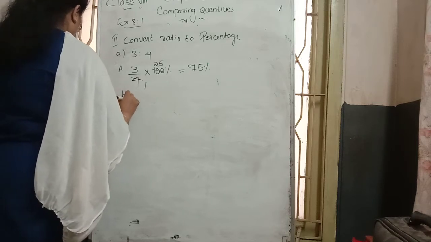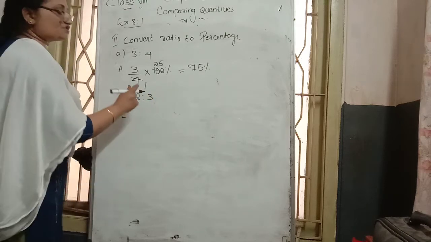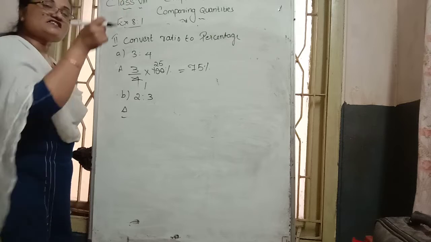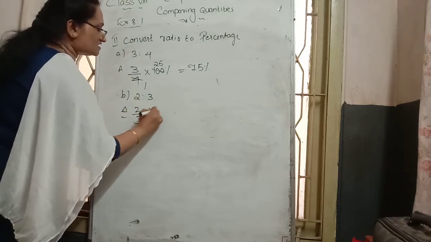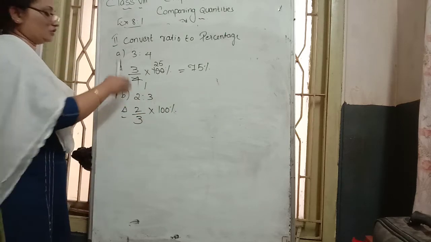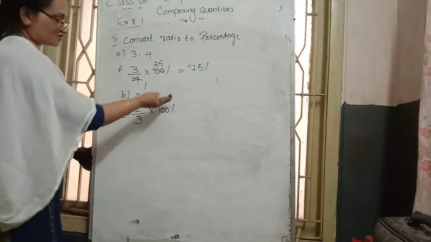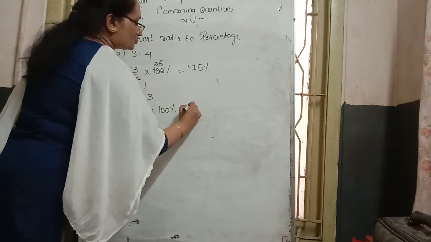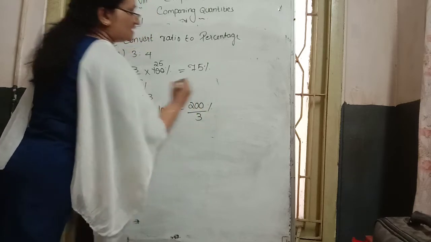Then the next question: 2:3. How do we find the percentage? First of all, write it in fraction form, so 2/3, and multiply with 100%. First we check 3 and 100: no. 2 and 3: straight-wise and crosswise cancellation are not possible. Then numerator into numerator: 2 into 100 becomes 200 by 3%.